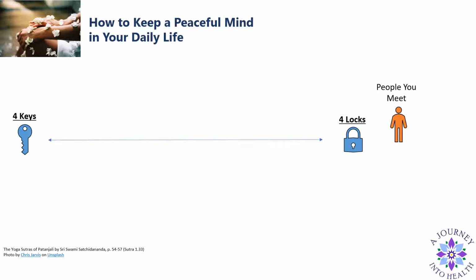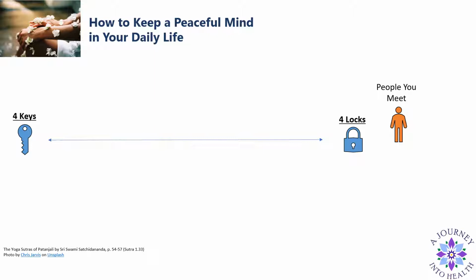So the first thing I want to point out, and this is totally his analogy, and I'm just adding some visuals to it, is that we have 4 keys. And the 4 keys, we'll talk about what they are, but we have 4 keys in daily life, and there are also 4 locks. And so obviously we want to fit the right lock into the right key and maintain peace. The 4 locks correspond to the types of people we might meet.